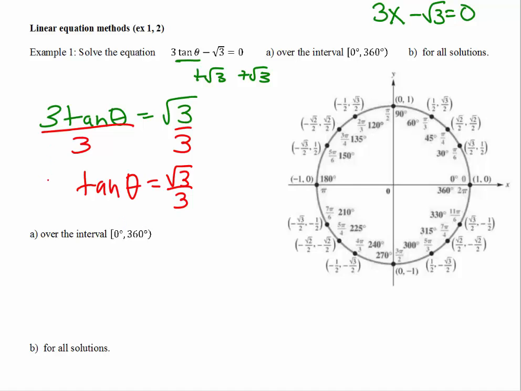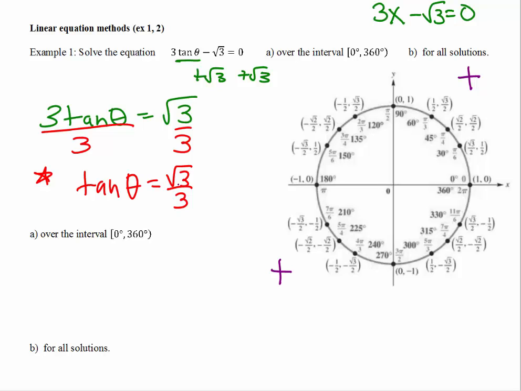Now this would be our first goal, to get the trig function by itself on one side and the number on the other. So the next thing we want to know is what angle would give this trig function value. So we're looking for the quadrants where tangent would be positive. So we want to look in quadrants 1 and 3. So what reference angle family are we looking for?